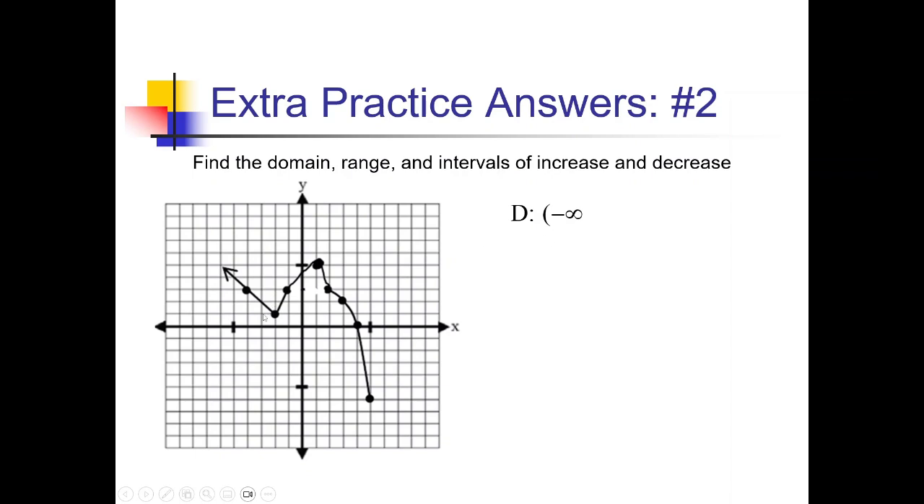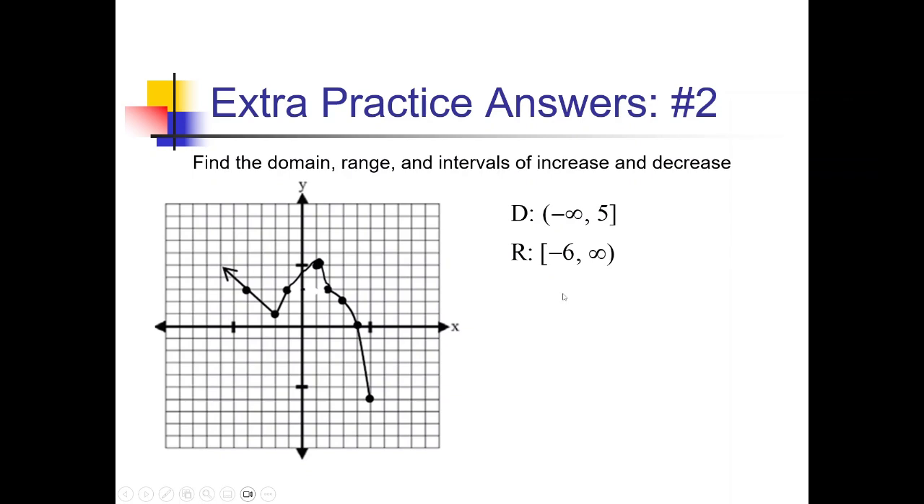So we're going to do that, comma, and then the furthest right I can go is 5, and that's included, so 5 bracket. Now for the range, at the bottom here for the y values, we're at -6 with a bracket. And then this arrow is also going up in addition to going to the left. So even though this part of the graph stops, we have to check out all parts of the graph when we look at the range.